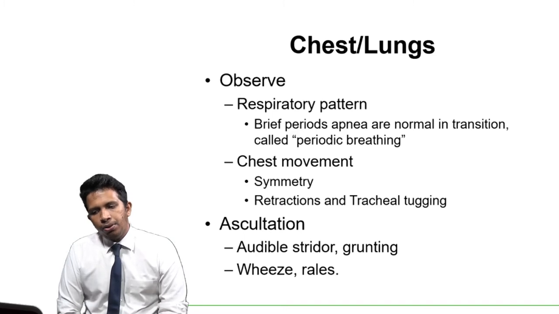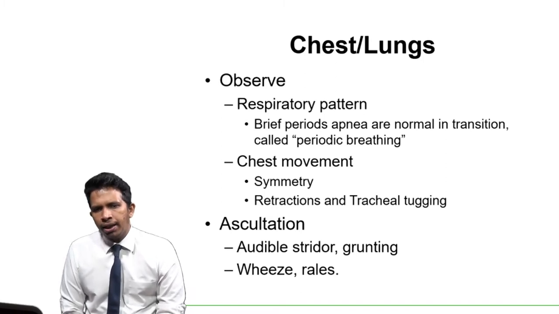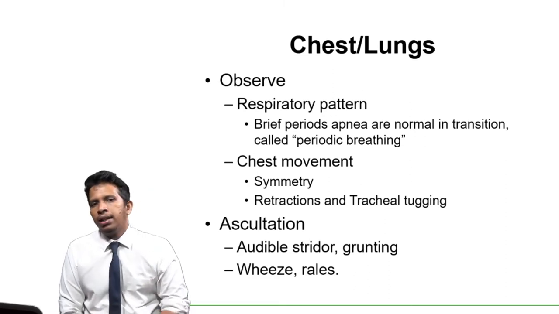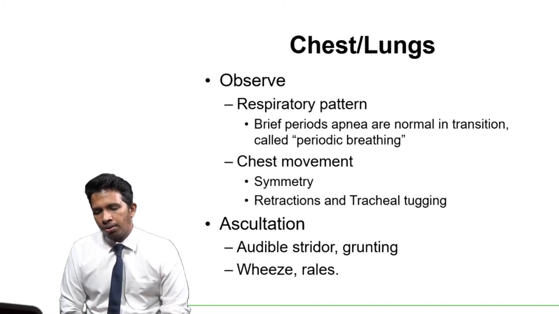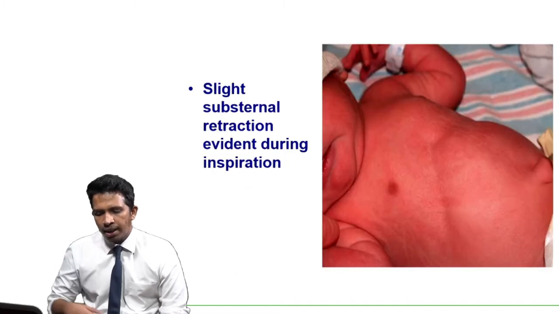Then we observe the breathing pattern. We have to look if the child is having normal breathing, and normally they have a small period of apnea where the child is not breathing and then breathes again. This is called periodic breathing. We have to observe the respiratory rate, and the chest movement, whether it is symmetrical, and then look for any chest wall retractions. Then we auscultate, keeping a stethoscope and listening for any added sounds like stridor, grunting, wheezes and crackles.